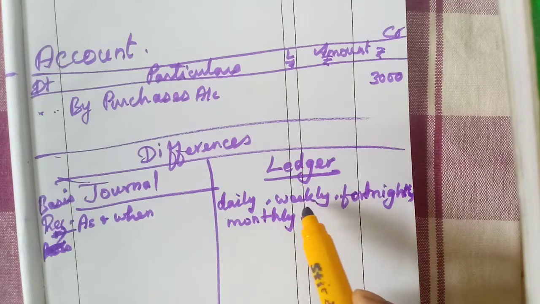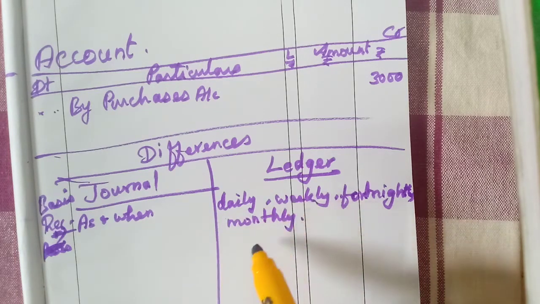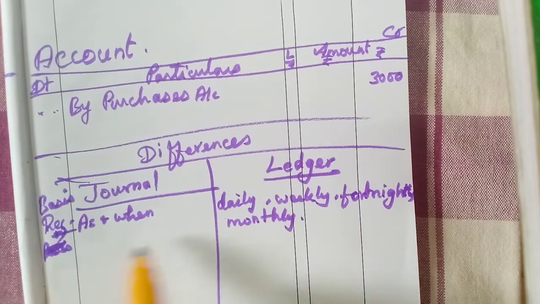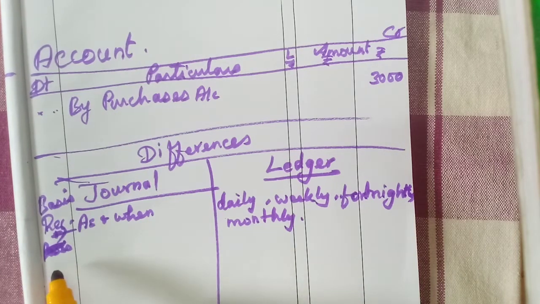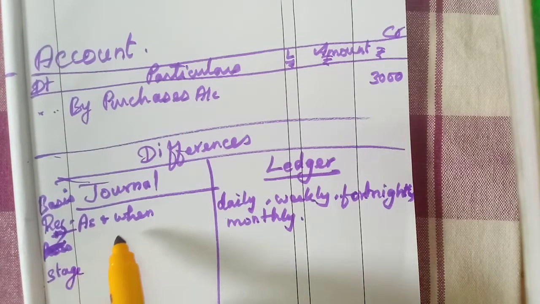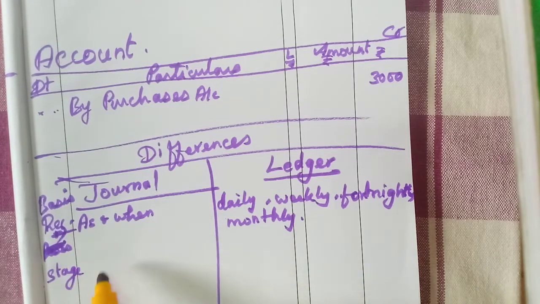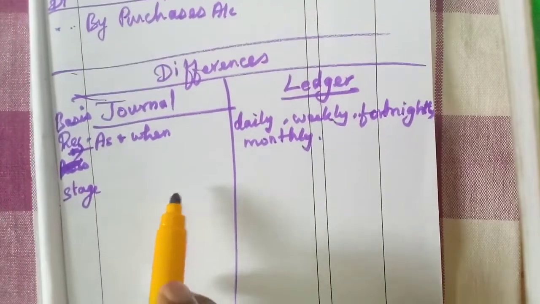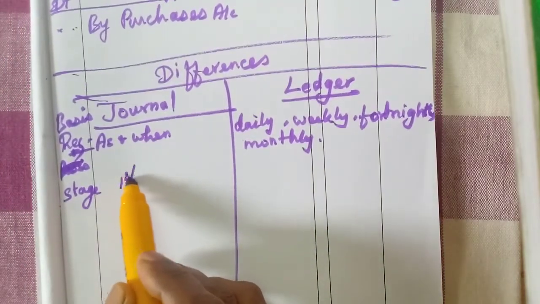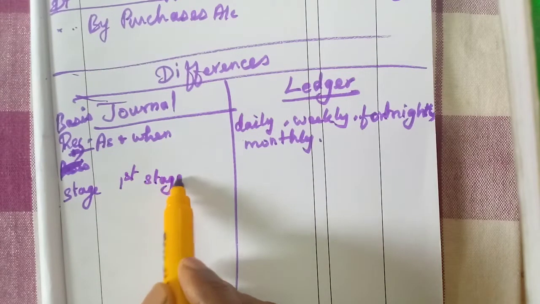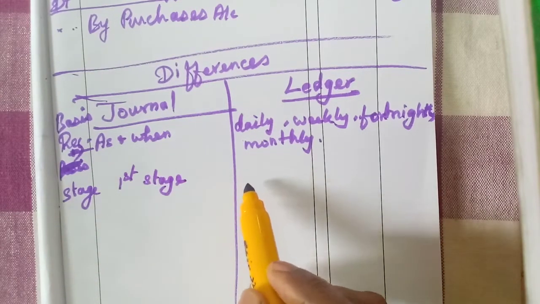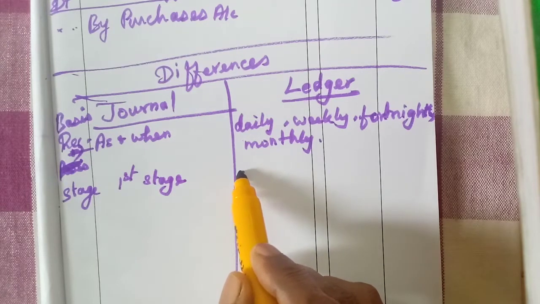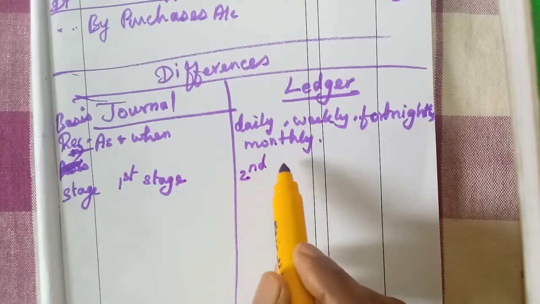Here, ledger is done. They are recording in the ledger either daily or weekly or fortnightly or monthly as per their convenience. Okay. Then next one, stage of recording. It is the initial stage, isn't it? Passing the journal entry is the initial stage, or we can say it is the first stage. Posting in the ledger, or recording in the ledger, is the second stage. Okay.